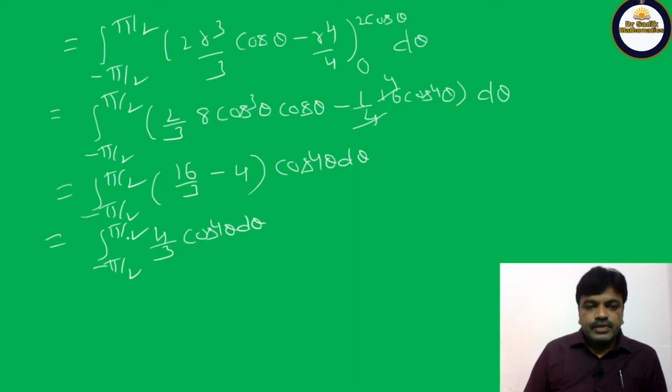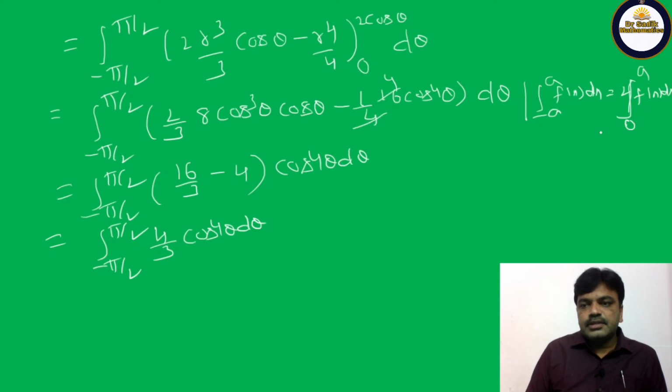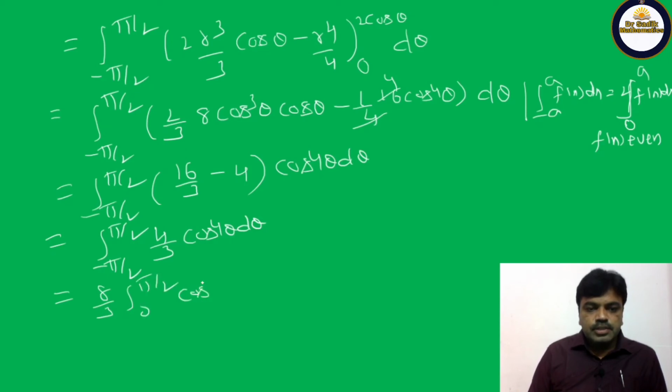Now friends, cos is an even function, we know the integral from minus a to a of f of x dx can be written as 2 into the integral from 0 to a of f of x dx when f of x is even. Clearly this cos theta is even, so it can be written as 2 into 4 by 3, that is 8 by 3, integral 0 to pi by 2 cos power 4 theta d theta.